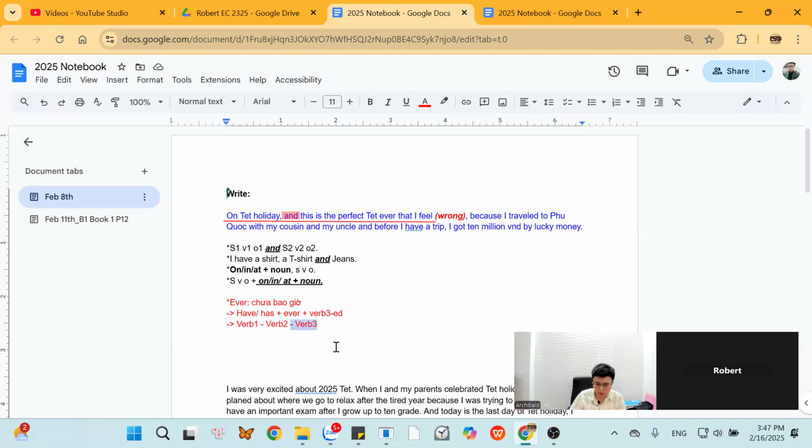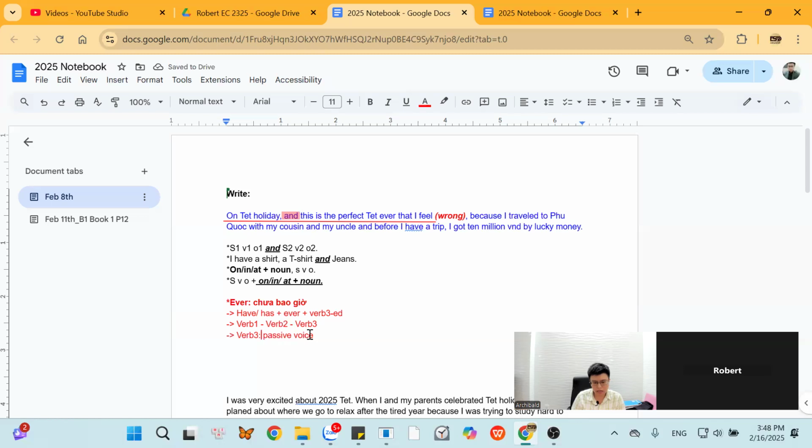And we use verb 3. So what about verb 3? When will you use verb 3? We use verb three in passive or... Very good. First, you say that we use verb 3 in the passive voice, right? Passive voice, we use verb 3.